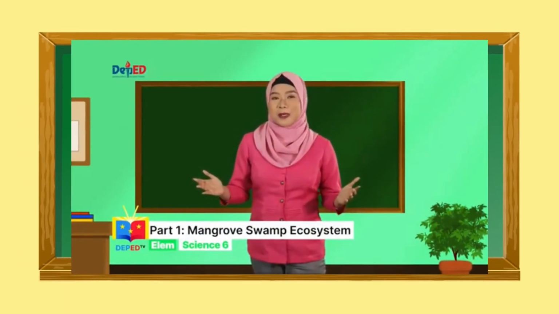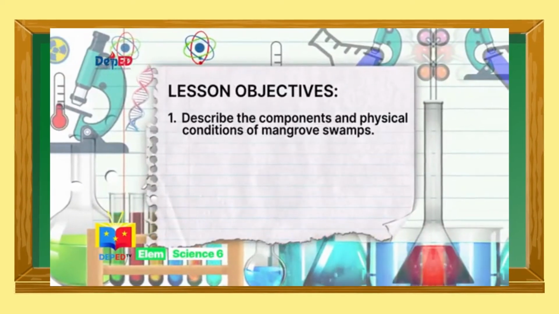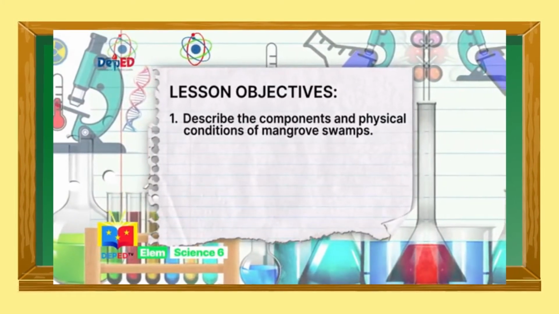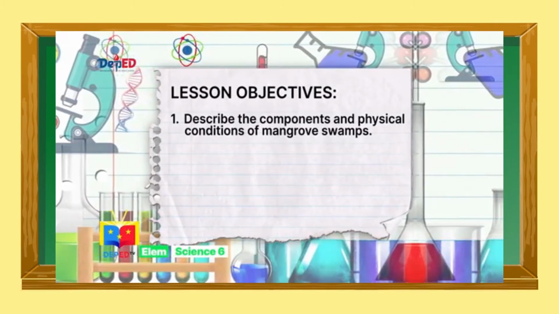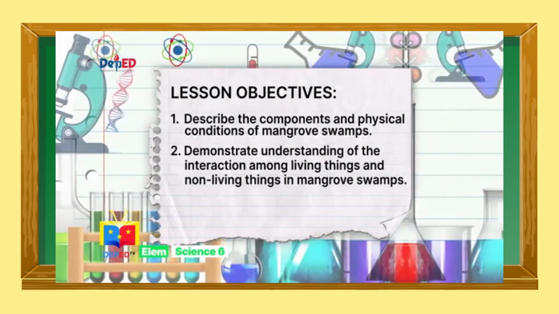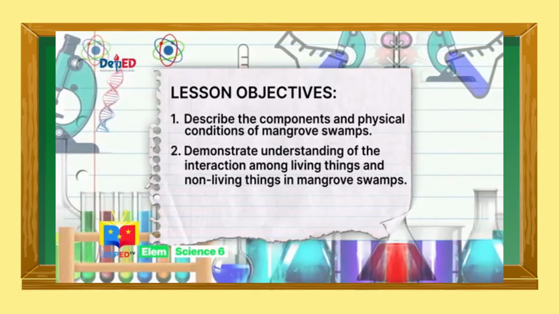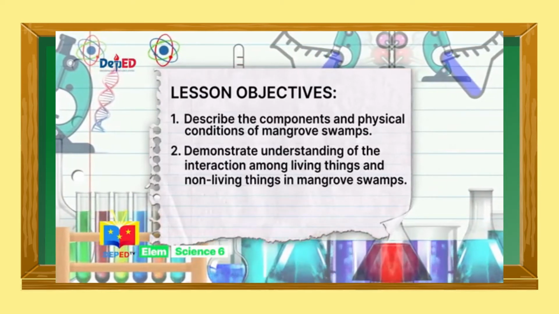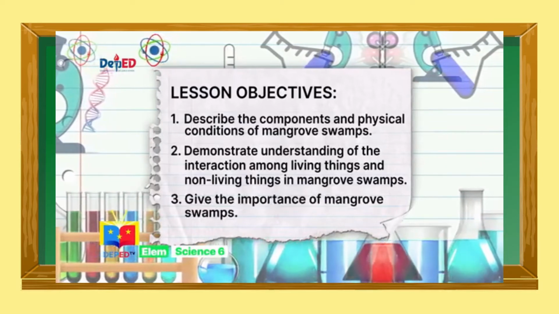Mangrove swamp ecosystem. For today's episode, we shall learn to first, describe the components and physical conditions of mangrove swamps. Second, demonstrate understanding of the interaction among living things and non-living things in mangrove swamps. Third, give the importance of mangrove swamps.